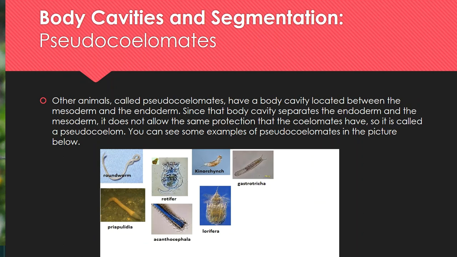Pseudocoelomates, other animals, have a body cavity located between the mesoderm and the endoderm. Since that body cavity separates the endoderm and the mesoderm, it does not allow the same protection that the coelomates have. So it's called a pseudocoelom. You can also see some examples here: roundworm, rotifer.